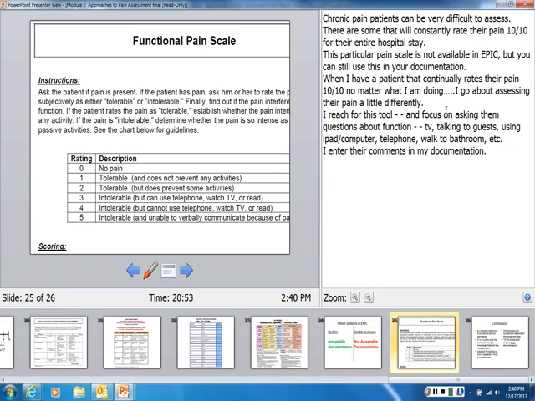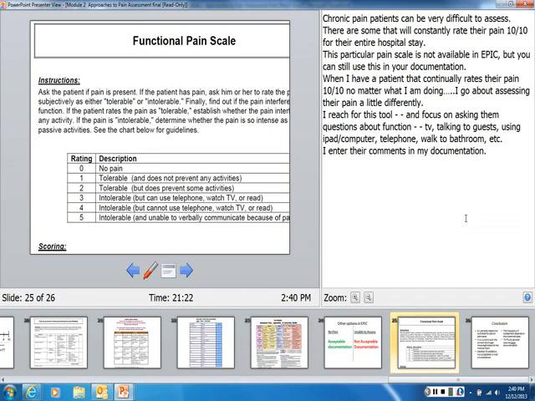Okay, we all know that there are chronic pain patients out there that can be very difficult to assess. There are some patients, and I'm sure we've all taken care of them, that consistently rate their pain 10 out of 10 for their entire hospital stay. Now, this particular scale, the functional pain scale, is not one of your available choices in EPIC, but you can still kind of go about it using it in your documentation.